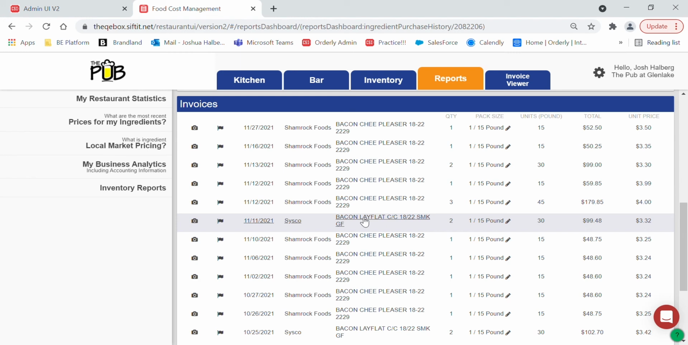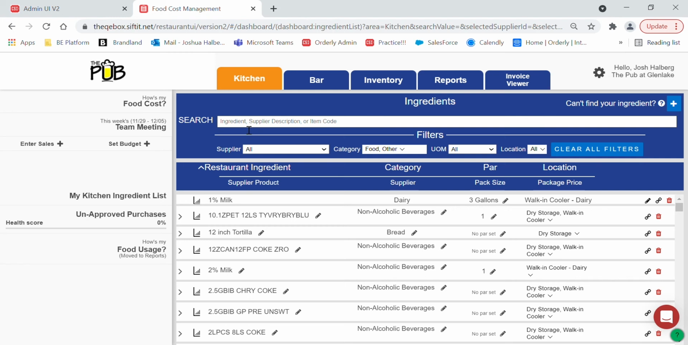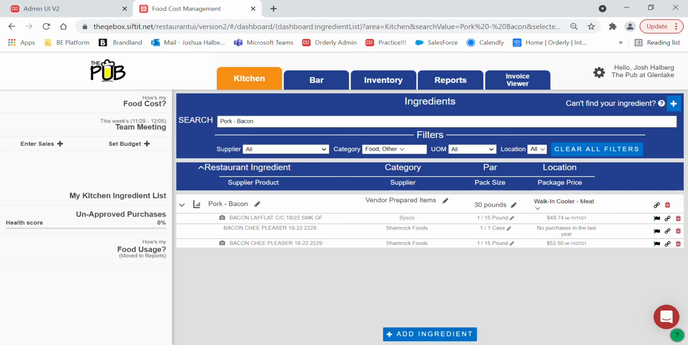If you find yourself in this situation, simply go into your My Kitchen ingredient list, search for pork bacon, and unlink these items. By doing this, you will then get a clearer picture of price changes within comparable products. If you need help on how to link or unlink supplier product ingredients, please click on the quick help video in Orderly University.